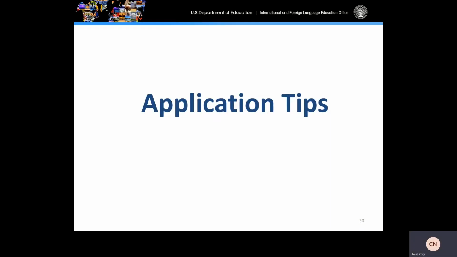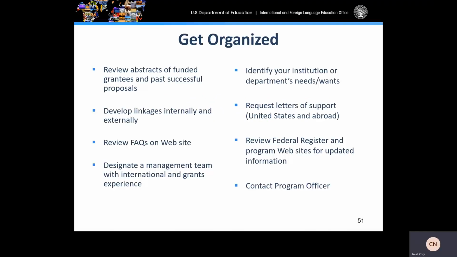I'd like to provide you some tips on putting together a successful application package. As you're getting organized, we encourage applicants to review abstracts of funded grantees and past successful proposals. You can find these on the GPA website. We encourage applicants to develop internal and external links that will assist you in putting together a solid application.